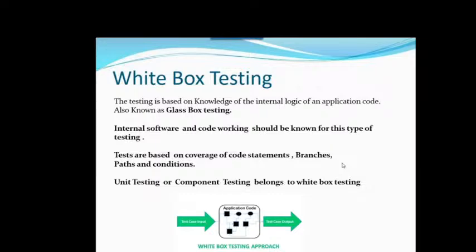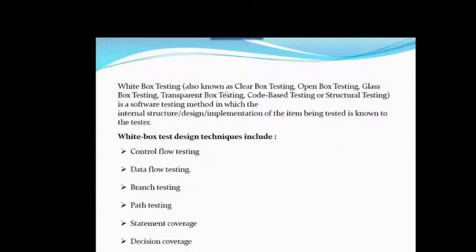There are many names: glass box, transparent box, open box, clear box. People call it by many names. I'm calling it white box. Some people call it transparent box, some people call it open box, some people call it clear box. But all belong to white box testing only. So there are many names. Don't get confused here. White box is also known as clear box. Clear box means what?